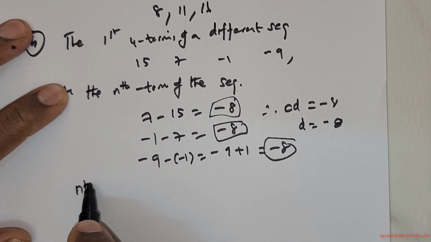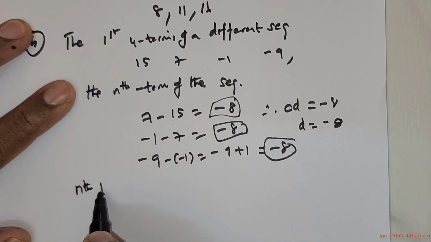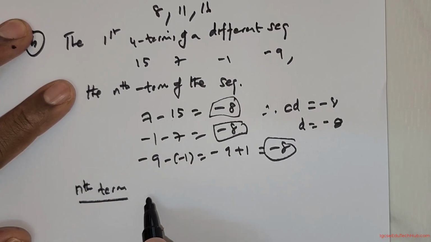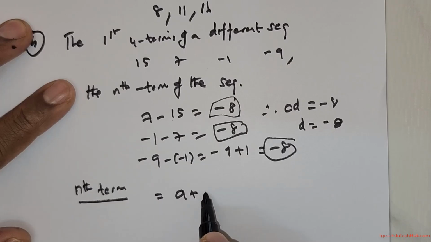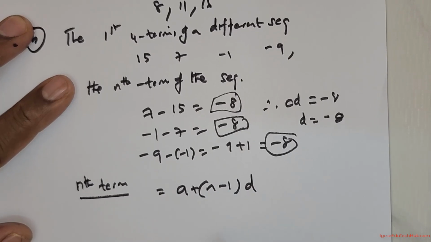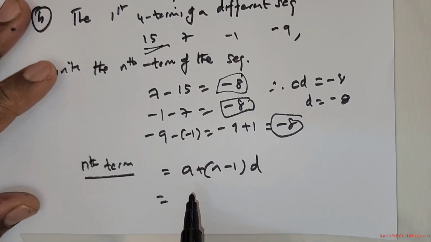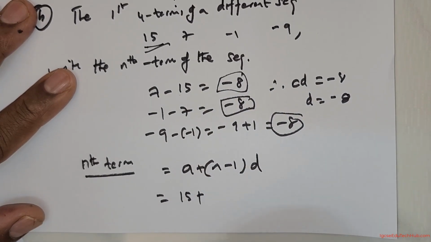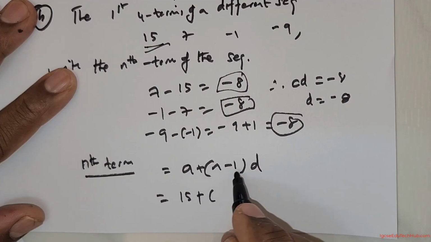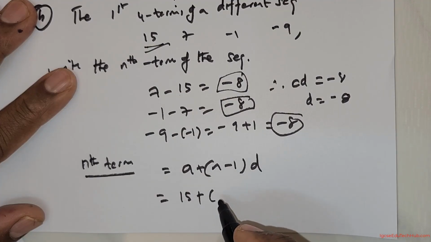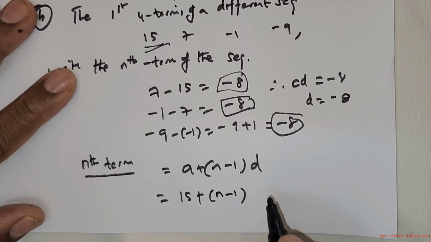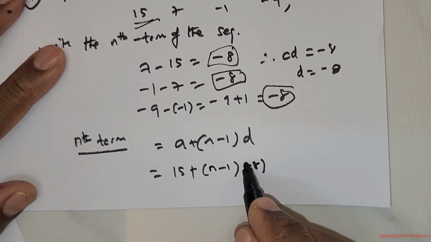Now there is a formula. The nth term is given as A plus n minus 1 into D, right? The A is the first term. So what is the first term here? 15. And don't worry about n. We are actually getting the nth term. So n minus 1. Now what is D? D is negative 8. Substitute that value, negative 8.